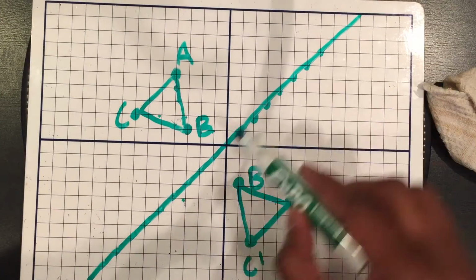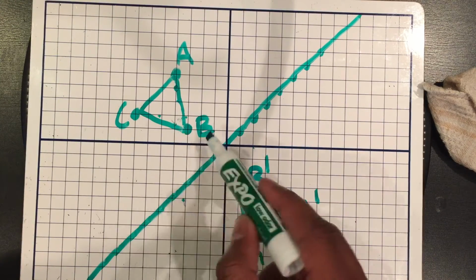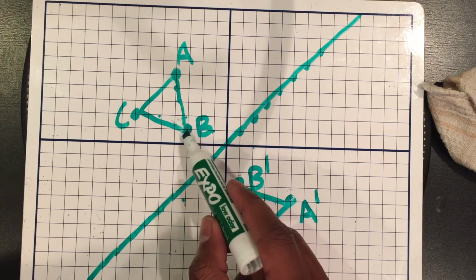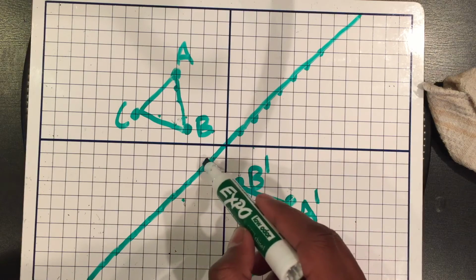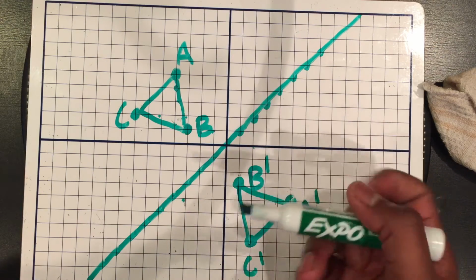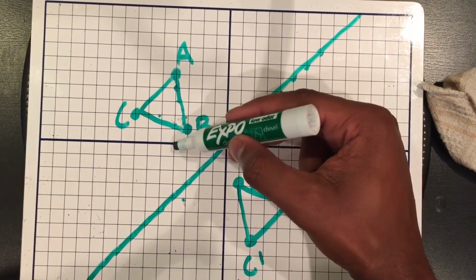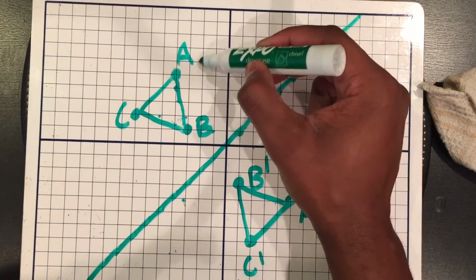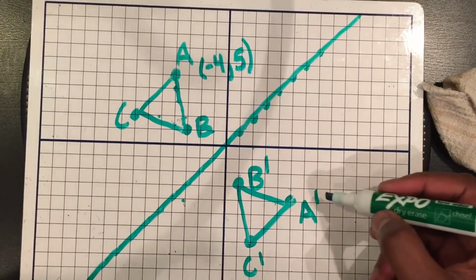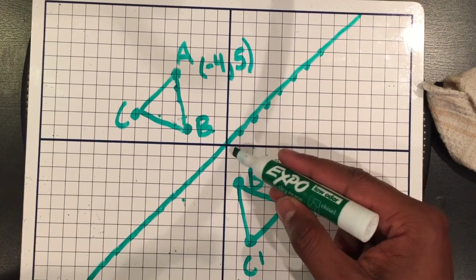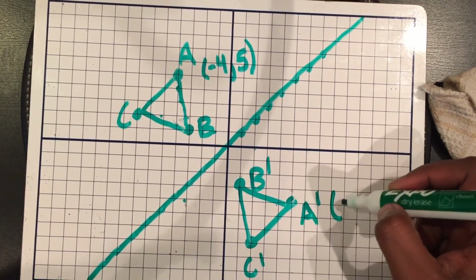Now again, note the symmetry. So B, if we did the distance formula between any point on this line and B, we see that the distance from here to here is the same as the distance from here to here. So what we want to do is note the coordinates. For A, its coordinate is -4, +5. For A prime, its coordinate is +5, -4.